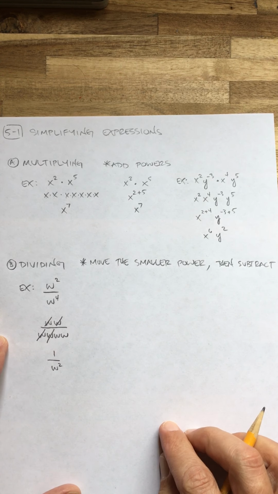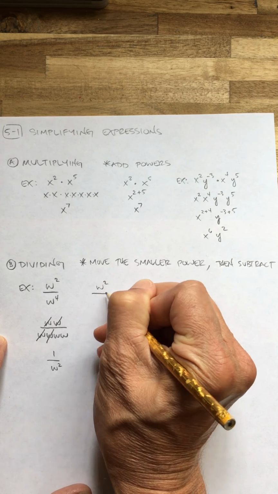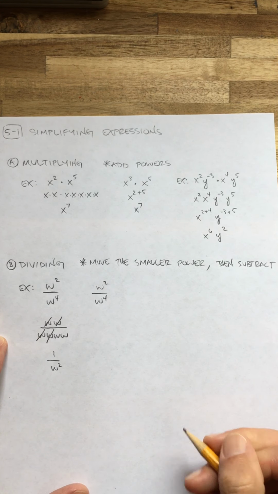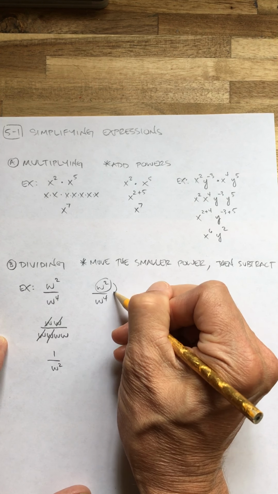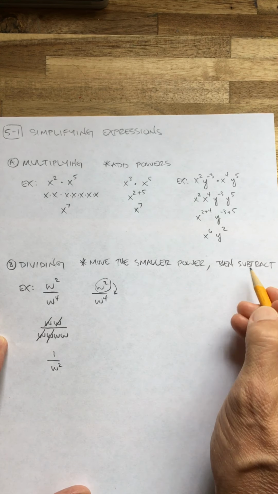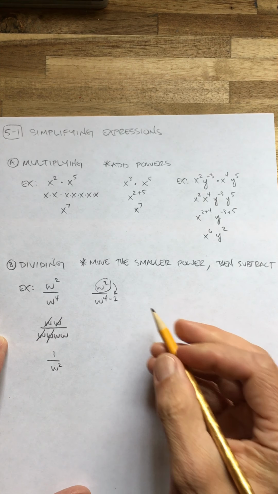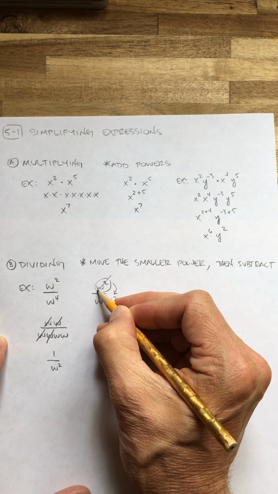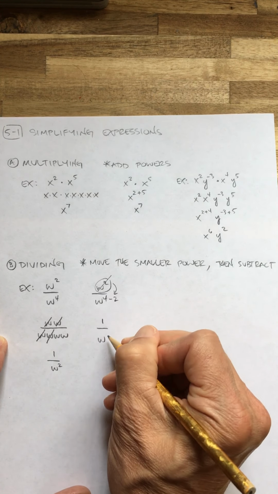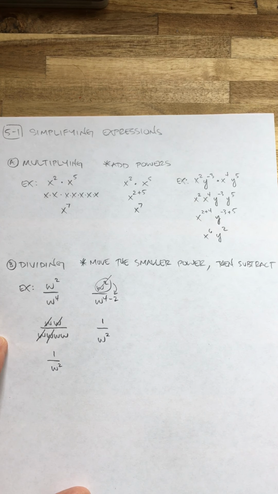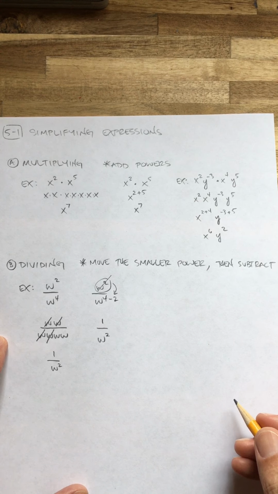So let me show you what I mean by move the smaller power. I'll do it right here. w squared over w to the fourth. Which one's smaller? It's this guy right here, right? This guy's smaller. So move that guy down, okay, and subtract. So move that guy down and put a minus 2 right there, okay? So if I move this guy down, I cancel it off, and it becomes 1 over w to the 4 minus 2 is 2, okay? So that's what I mean by move the smaller power, then subtract.